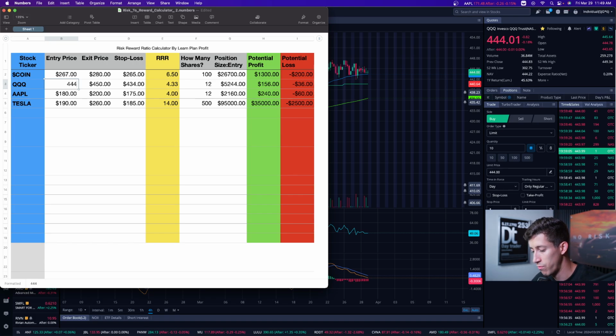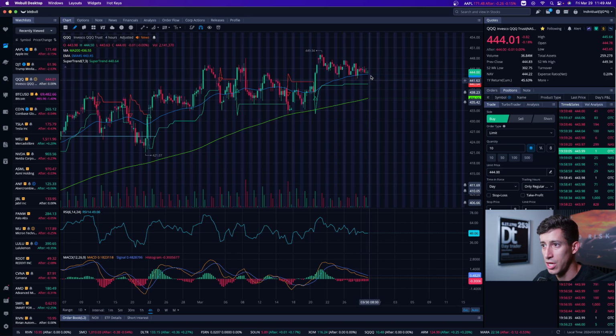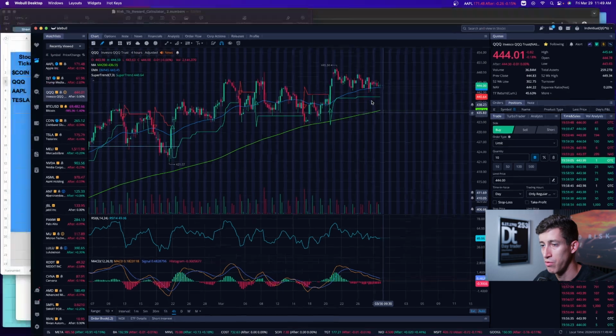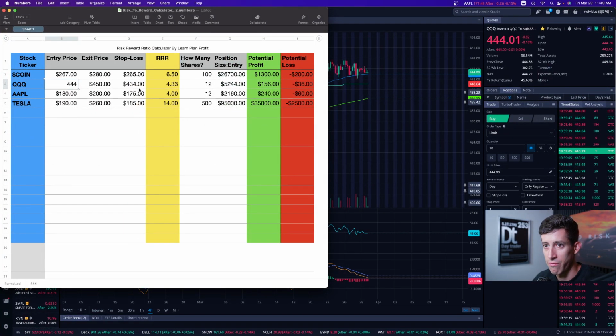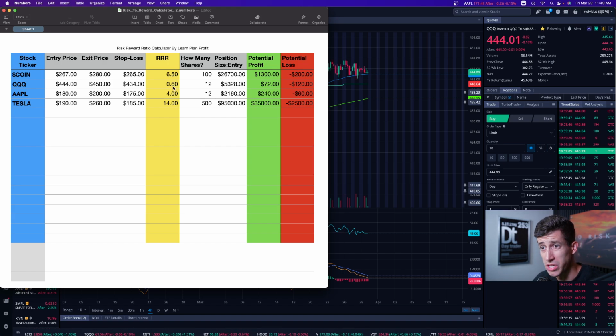So from 444, I think that it has the potential to go to 450. And I keep the same stop loss. The stop loss was right around 434, which is right around down here if it breaks below the moving average. At this point, if I enter those numbers, what it's going to tell me is that my risk to reward ratio is 0.60. What the heck?